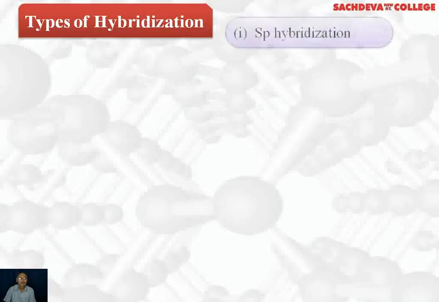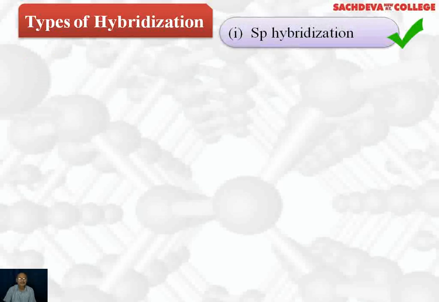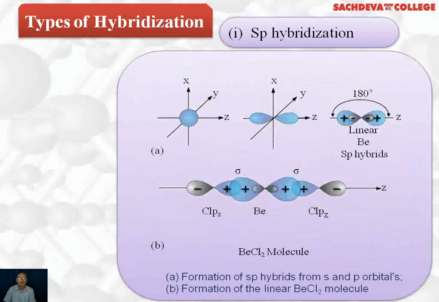Now we are going to take up types of hybridization. The first hybridization we are taking is sp hybridization. When one s orbital mixes with one p orbital, it is called sp hybridization. It has 50% s character and 50% p character. Now how sp hybridization takes place, we are taking an example.